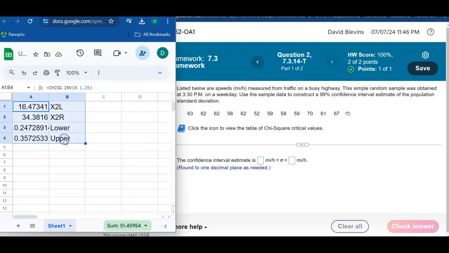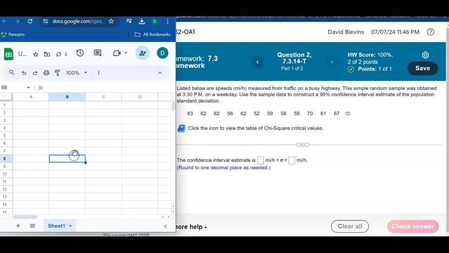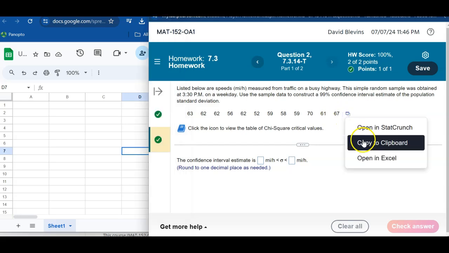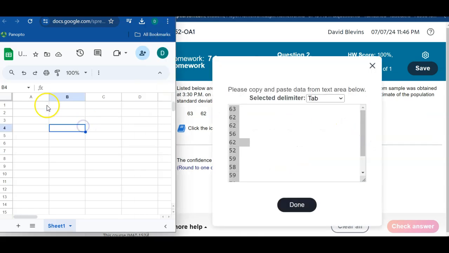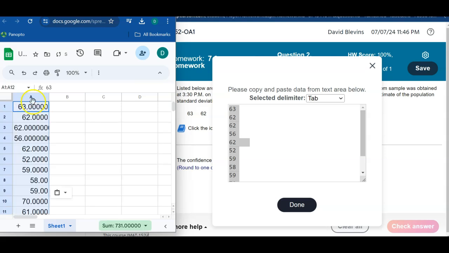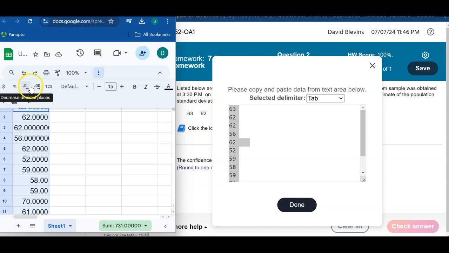Hey Stats class, I want to talk about how to use a spreadsheet to help us with a confidence interval about a standard deviation. So the first thing I see here is I got a data set, so I'm going to go ahead and copy it and then paste it into the spreadsheet. I don't need all those decimal places. These are all whole numbers, so I'm just going to bump this down.